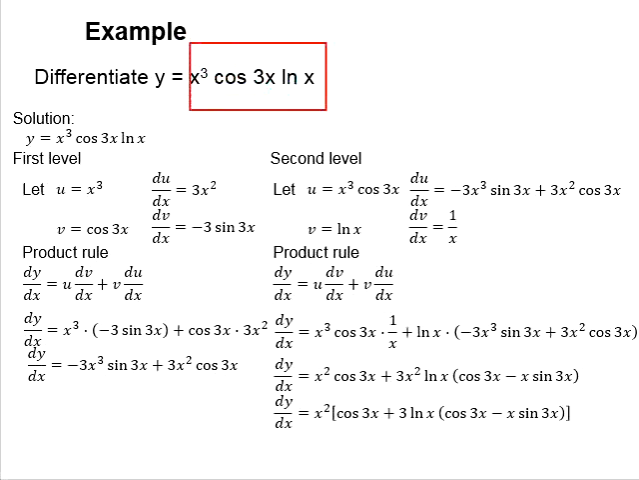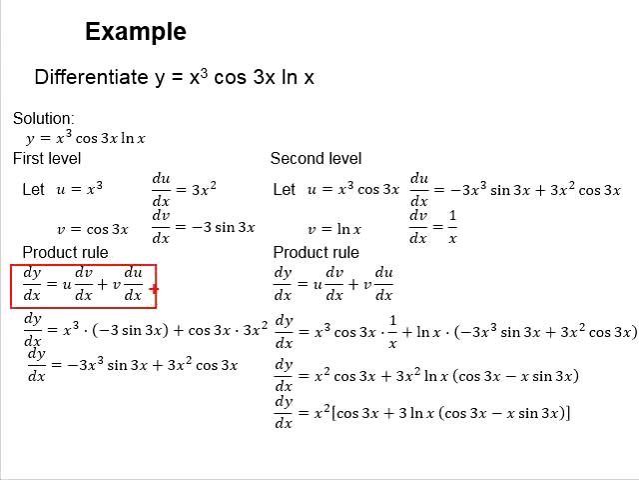This is another example of the product rule. What you see here consists of three functions. However, the product rule is only applicable for two common functions. With that, you need to apply the product rule for two levels. Let us resolve the first two common functions. Let u equals x power 3 and v equals cos 3x. Differentiate both u and v in terms of dx. You will get these two terms.